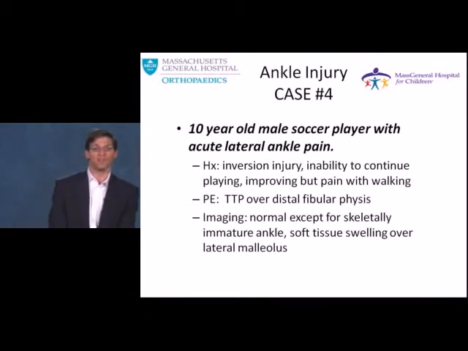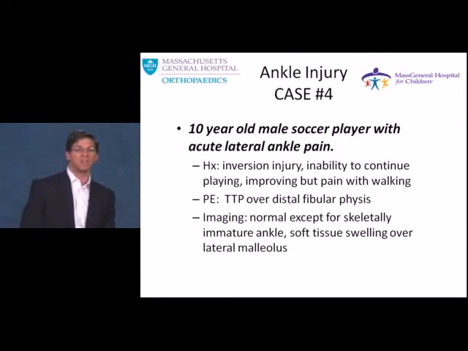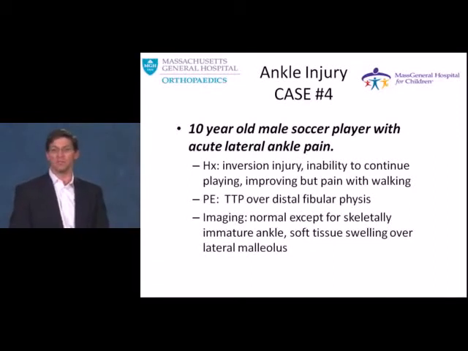Case number 4, 10-year-old male soccer player with acute lateral pain. This soccer player describes an inversion injury and an inability to continue playing. He had to remove himself from the game, and then improving pain, but still pain with walking as he comes into your clinic. He has tenderness to palpation over that distal fibular physis, and imaging for him is normal, except that he has a skeletally immature ankle.